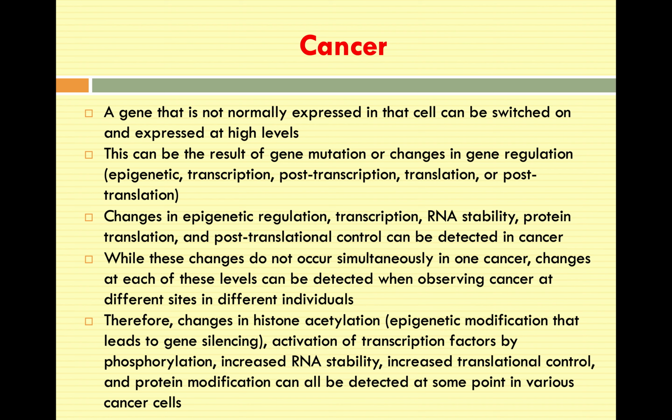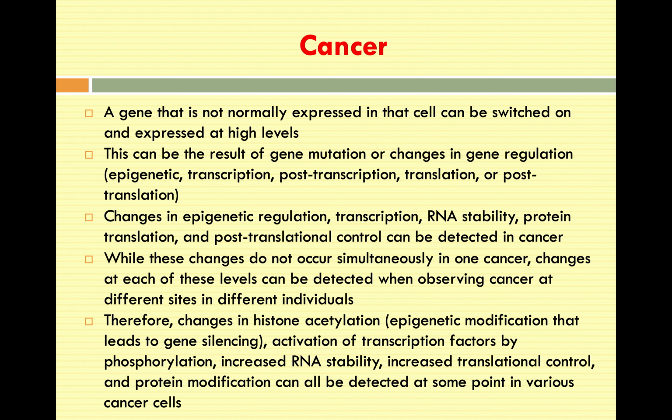A gene that is not normally expressed in a cell can be switched on and expressed at high levels, and this could result from gene mutation or changes in gene regulation, such as epigenetic variation, transcription, post-transcription, translation, or post-translation. That's why we have learned everything about transcription and a bit of translation in this course. This is how gene mutation could occur and sometimes lead to cancer.